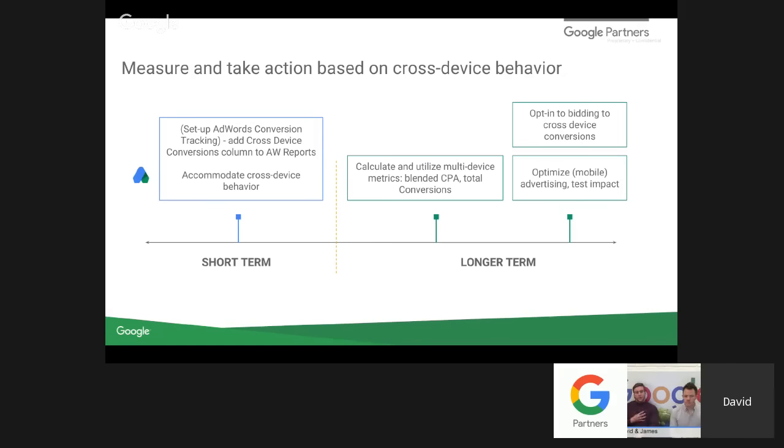So how to actually measure and take action based on cross-device conversion behavior. What we've done here is actually split it into what you should be looking to do in the short term and what you should be looking to get done in the longer term. So short term, remember to set up AdWords conversion tracking, add the cross-device conversions column to AdWords reports, which James has already shown us, and then accommodate cross-device behavior. So for instance, remembering back to our micro-moments narrative, does this mean that we actually have to look at putting the right keywords into search campaigns that will trigger for people who are in the moment? So we need to make sure that we're reaching these people with the relevant ad text at the right time.